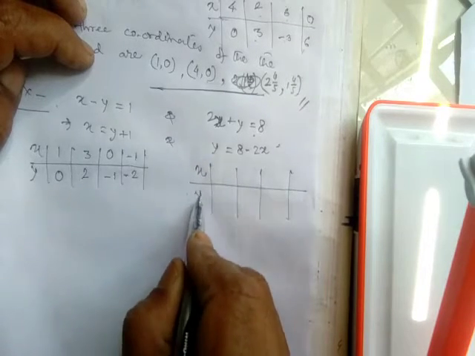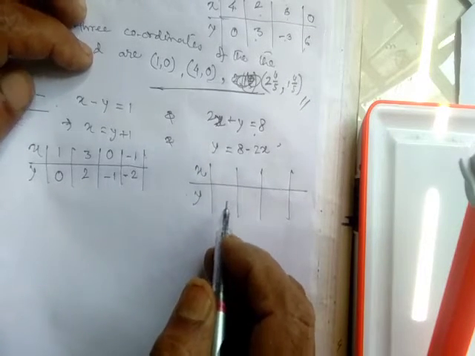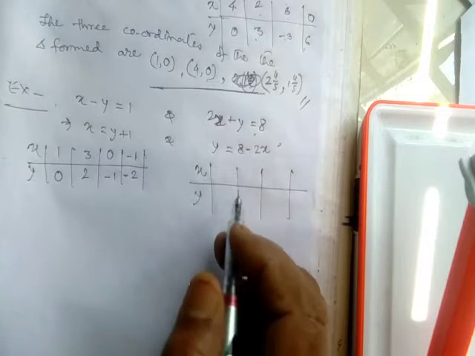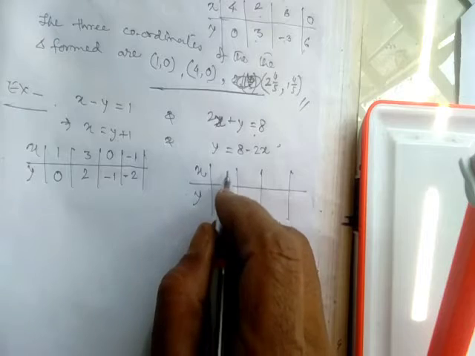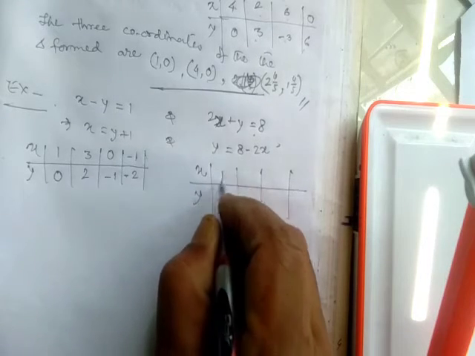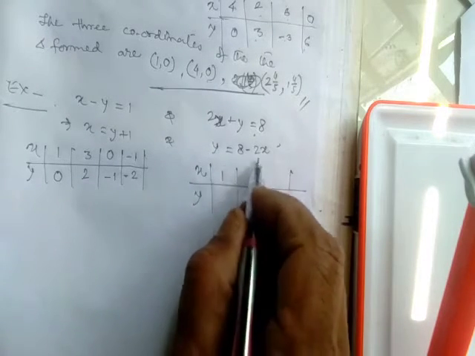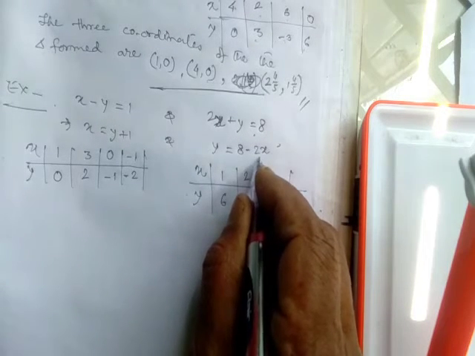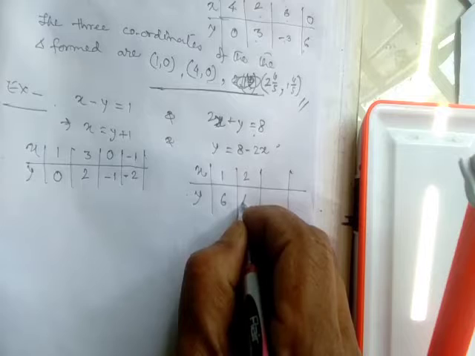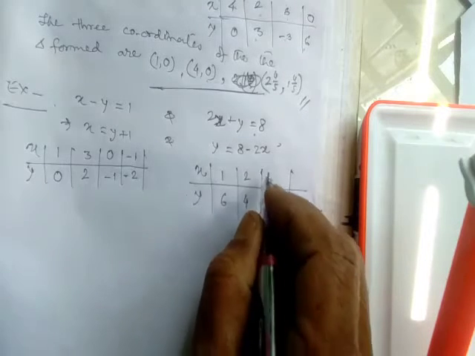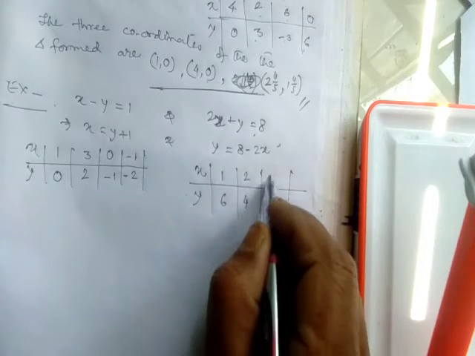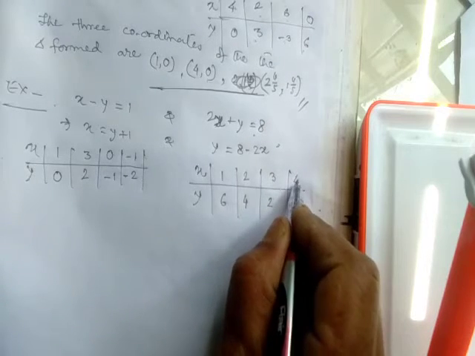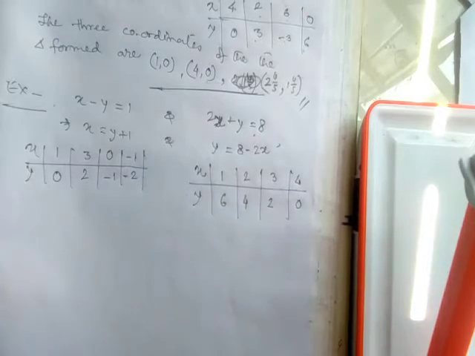Next, this table you see, this is x, this is y. Suppose x is equal to, I am going to put 1. X is equal to 1 means y is equal to how much? 6. X is equal to 2 means how much? This is 4. X is equal to 3 means how much? This is 2. X is equal to 4 means how much? This is 0.